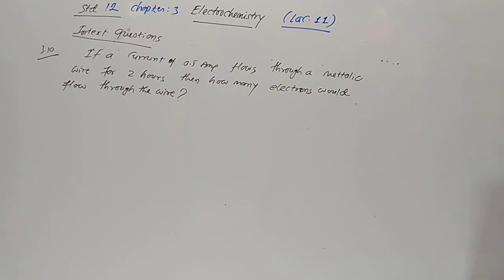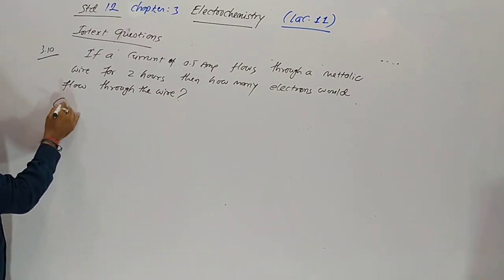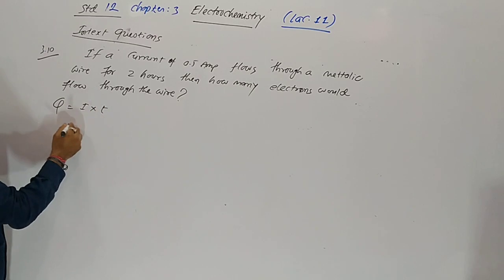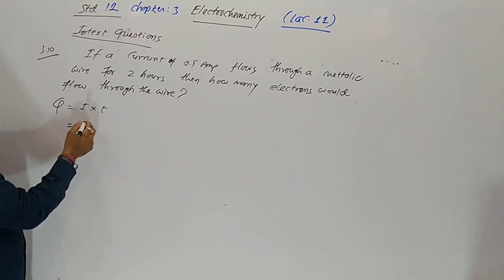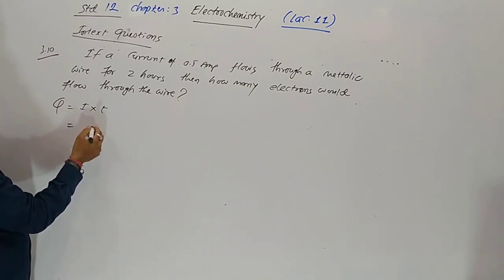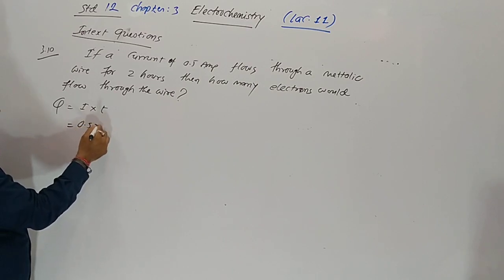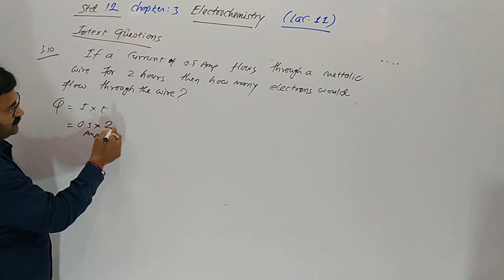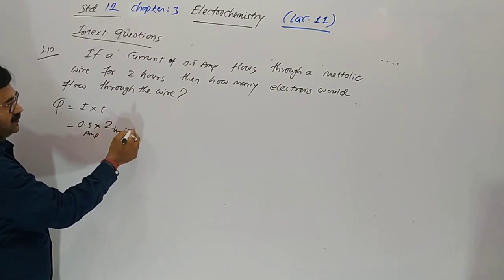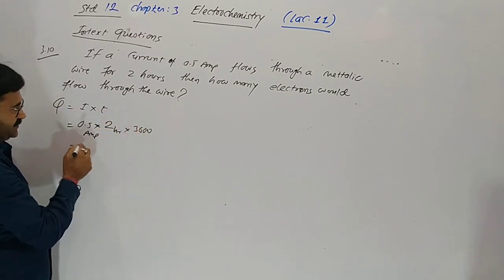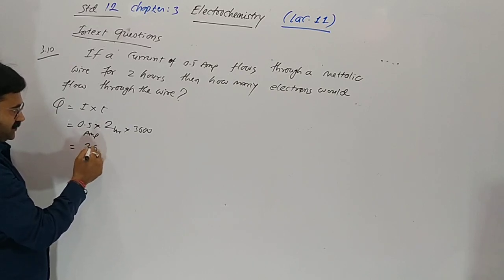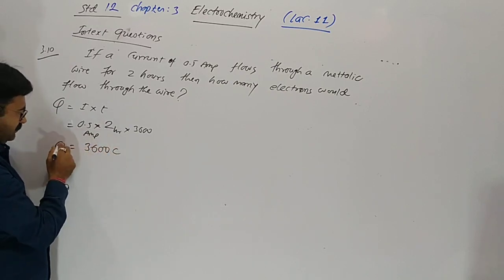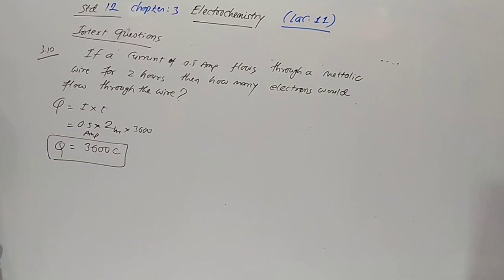Actually, Q is equal to I into T. I in ampere, 0.5. Clear? Time in second, but here it is hour. Hour multiplied by 3600. So 3600 Coulomb is our current.